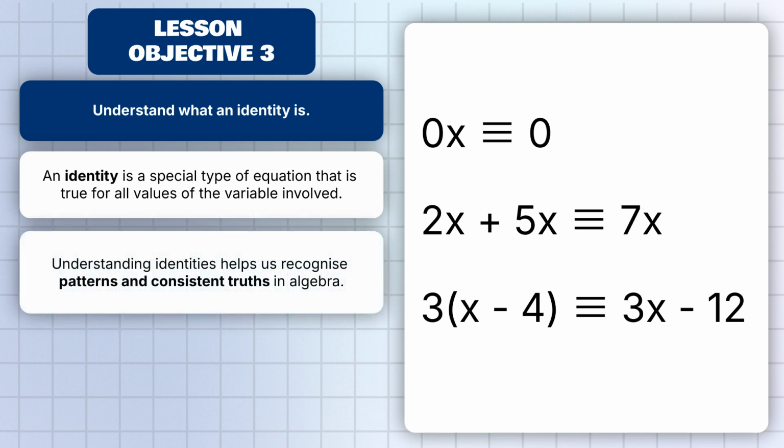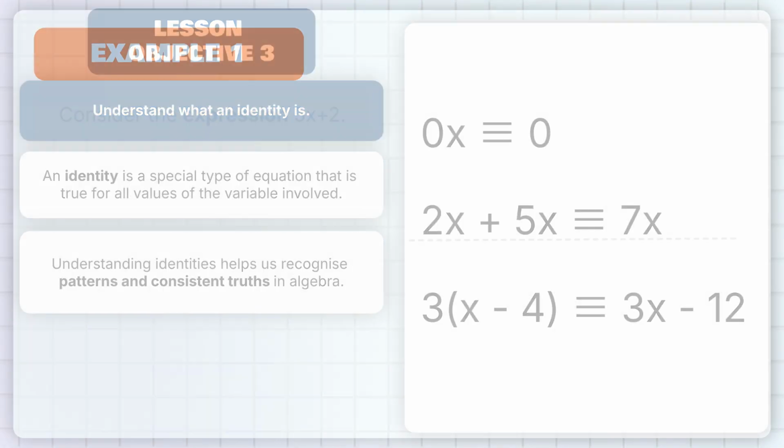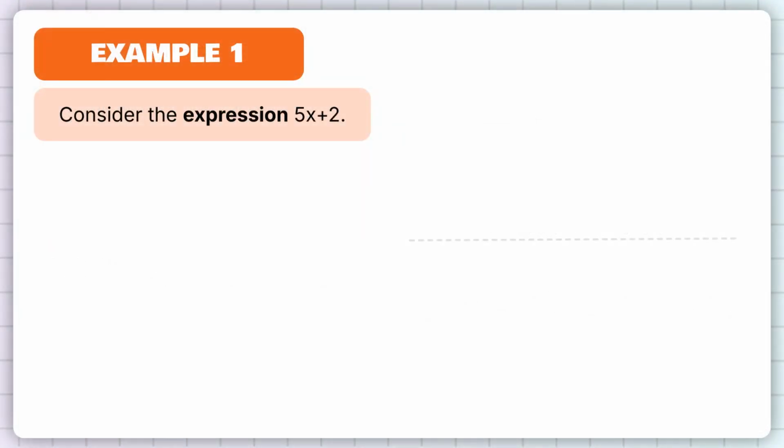Understanding identities helps us recognize patterns and consistent truths in algebra. For instance, 3x minus 4 is identically equal to 3x minus 12 tells us that the two sides of this identity are always equal, no matter the value of x. Throughout this lesson, remember that these algebraic terms are tools that enable us to solve various mathematical problems with confidence. With practice, you'll become proficient in distinguishing and using equations, expressions, and identities in your work. Let's move on to some examples.